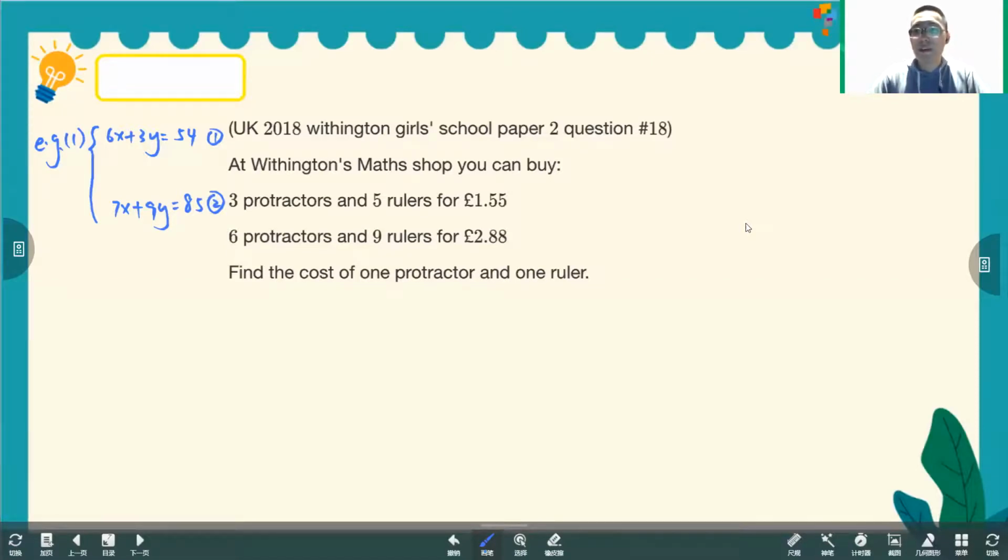Cindy, Yuxuan. Yeah, for those who keep typing total in the chat box, remember, we're looking for the cost of one protractor and one ruler respectively. If we're looking for the total cost, the question will be: find the total cost of one protractor and one ruler. So you might want to pay extra attention to the question during 11 plus exams. Because if you're in the actual exam and you write 37 for this question, that would be wrong. You will lose points, which we do not want.